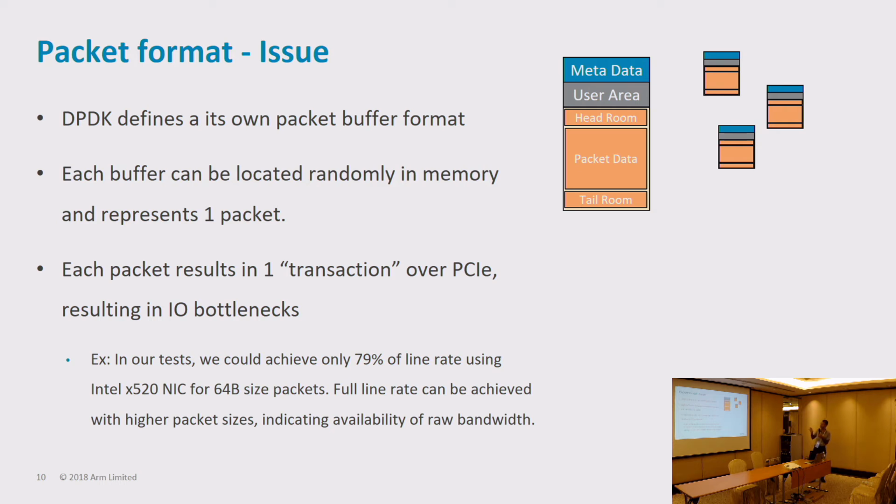So in our tests, we have seen that this represents an I/O bottleneck. For example, we ran the L2 forwarding application with Intel 520 NIC cards with 64 byte packets, and we cannot reach line rate. We are stuck at 79% of the line rate. Even if you add additional CPUs, you cannot go beyond 79%. But if we increase the packet size from 64 byte to 128 byte, then we can achieve full line rate.